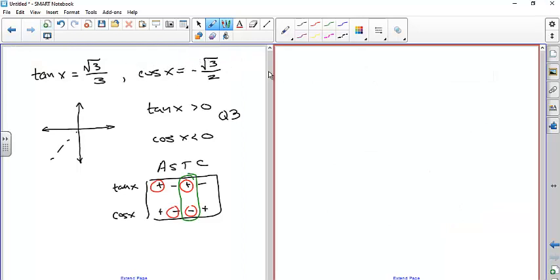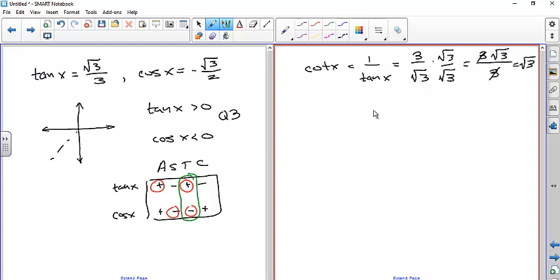So the reciprocal ones are the easiest ones. So the cotangent of x, which is 1 over the tangent of x. So instead of the square root of 3 over 3, you get 3 divided by the square root of 3. But we multiply and divide by the square root of 3. So in the numerator we get the square root of 3 times the square root of 3, and the denominator we get 3, and the 3's cancel out, and we just end up with the square root of 3. So that's the cotangent using the reciprocal identity.